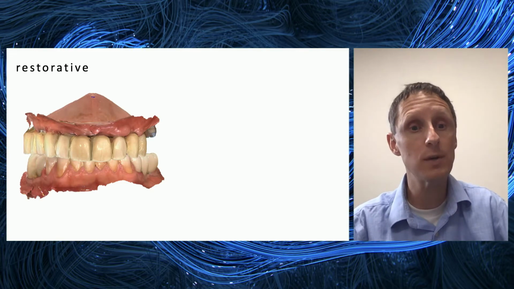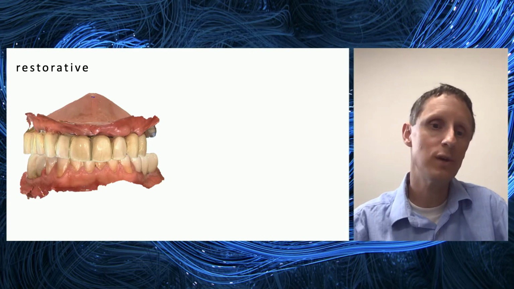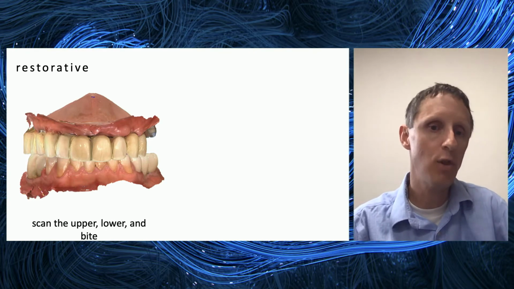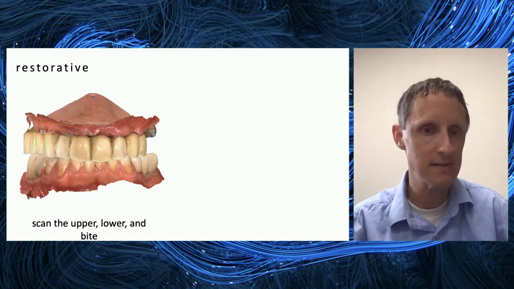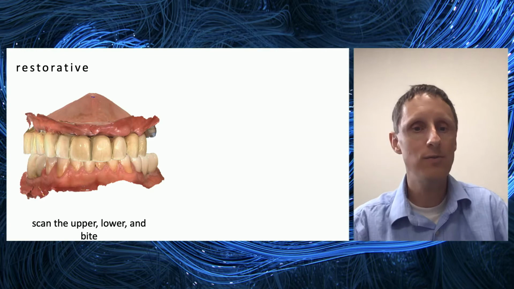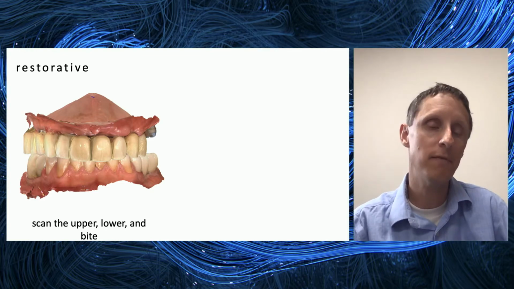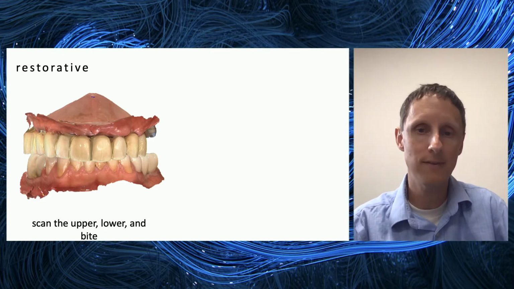Now, how do we do it? How you begin is you're going to want to scan the upper, the lower, and the bite on this particular patient, okay? Because the uppers are conversion prostheses. We're going to scan those three different things before we start scanning anything relative to the implants.